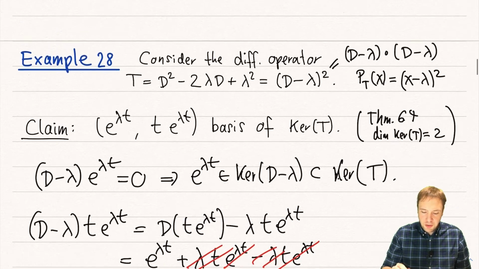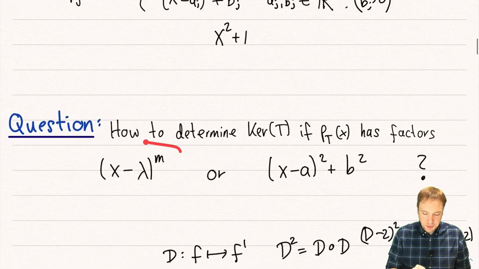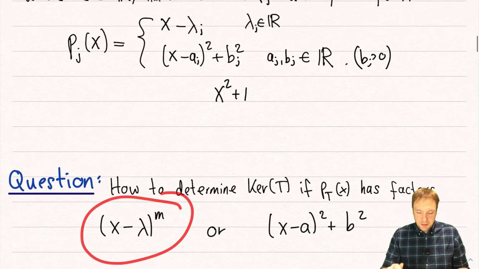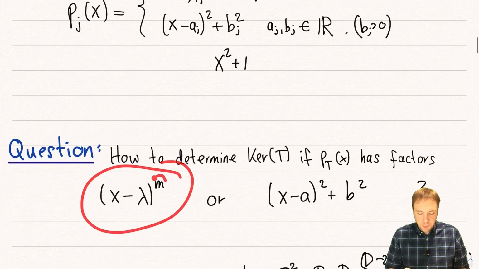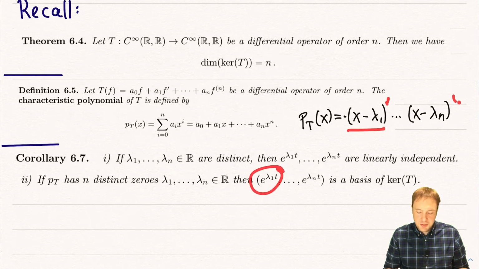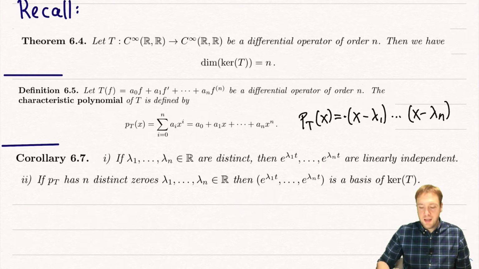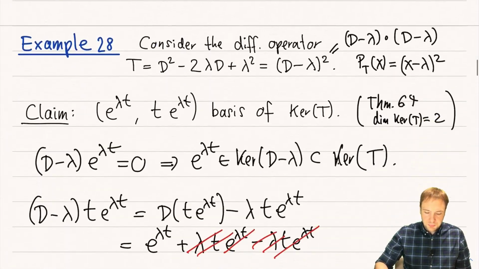Okay, so this was now one special case of this question here. So what happens if we have a term like this? So if this m is 1, we already had this case before. If the m is 1 here, so in this case we always had 1, then we get this function e to the lambda 1t. And now we saw an example where the factor here is 2, and we got two functions, e to the lambda 1t and t times e to the lambda 1t. And this will be true in general.